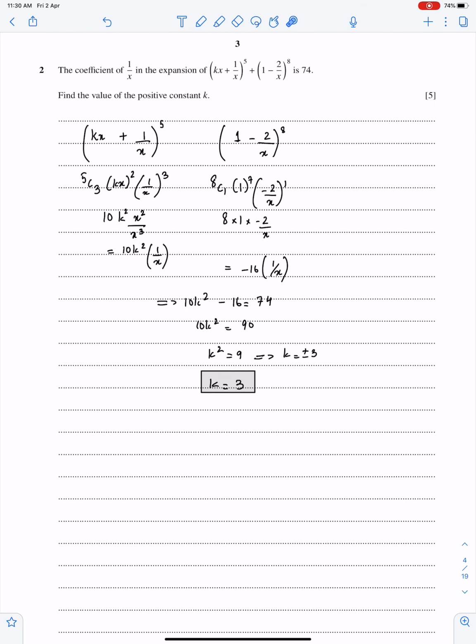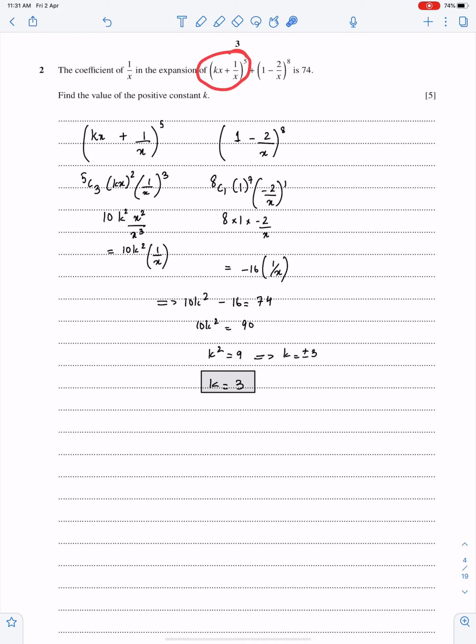Question number 2. The coefficient of 1 upon x in this expansion is 74. Find the value of the positive constant k. Well, you just need to understand which particular term contains the coefficient 1 upon x. You have 3 options. Number 1, you can expand this till the term 1 upon x, or number 2, you can use the T(r+1) formula in order to understand which particular term contains 1 upon x. Number 3, you can predict the term. So you have 3 options.